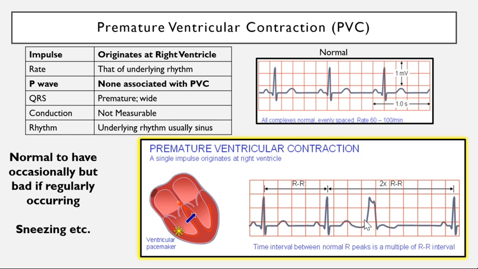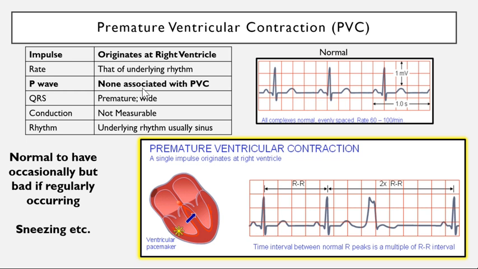And because it's not originating from the SA node, there is no P wave before it. You can see that here. There's no P wave stimulating this. It's originating from the ventricle itself. That makes sense? You see what I'm talking about?